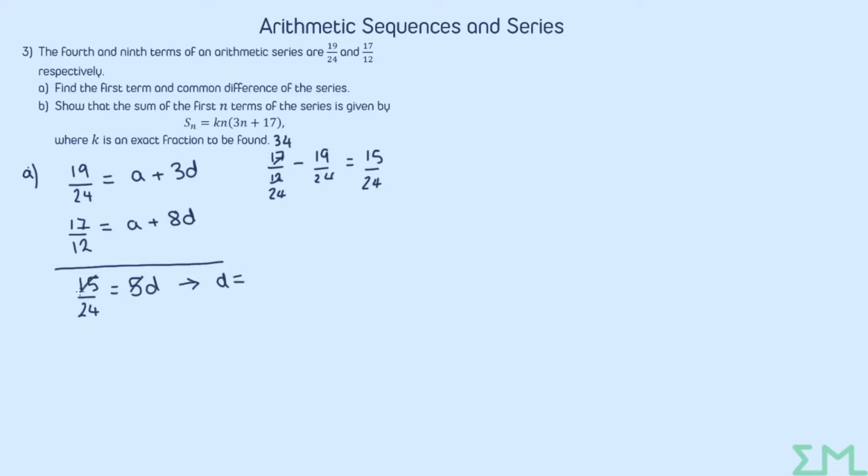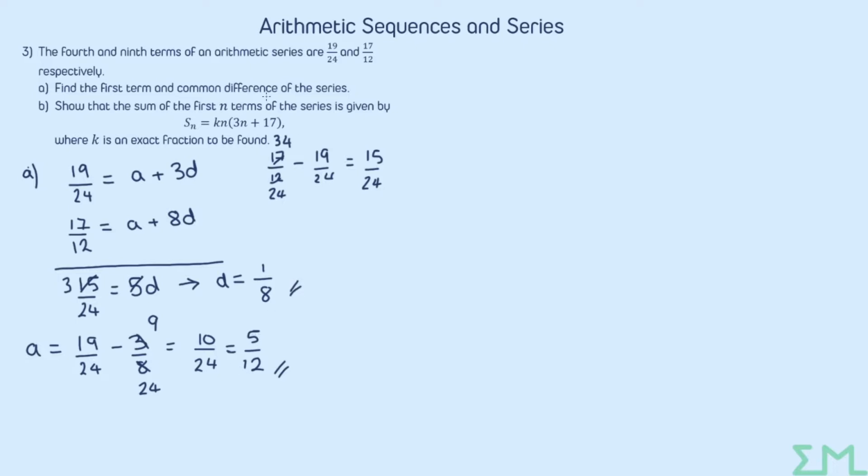So from this we can cancel the 5s and we get d is 3 over 24, which is 1 over 8. And we can work out a by taking the first equation and doing 19 over 24 minus 3 times 1 over 8, so that's 3 over 8. Again, 24. Common denominator, we had to times that by 3, so this is 9. So 19 minus 9 is 10 over 24. Always simplify your fractions. 5 over 12. So we've got our first term and our common difference, 1 over 8.